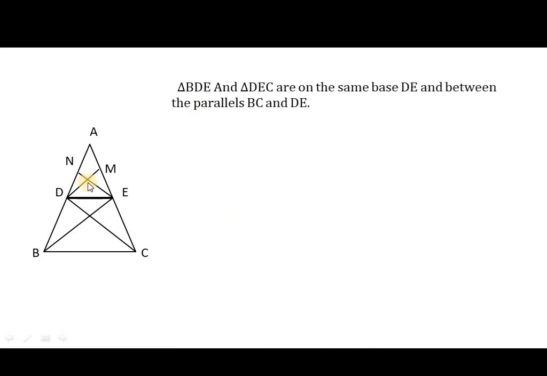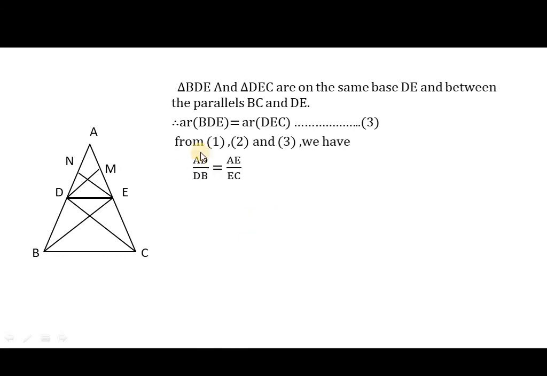Therefore, triangle BDE and triangle CDE are on the same base DE between the parallels BC and DE, so their areas are equal. Therefore, from 1, 2 and 3 you can write AD divided by DB is equal to AE divided by EC. So this is how we can prove Thales theorem.